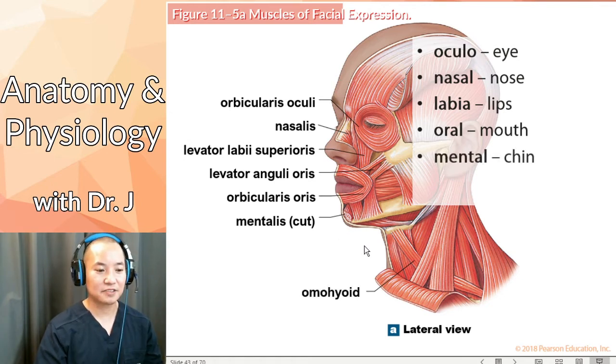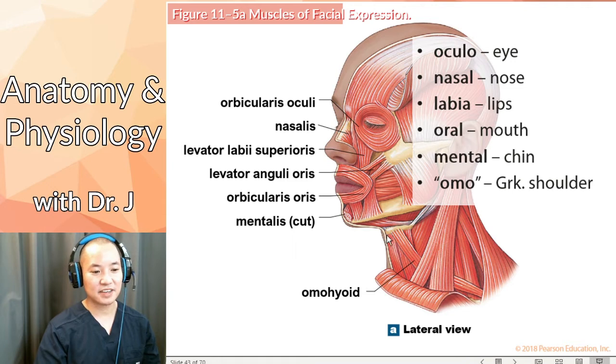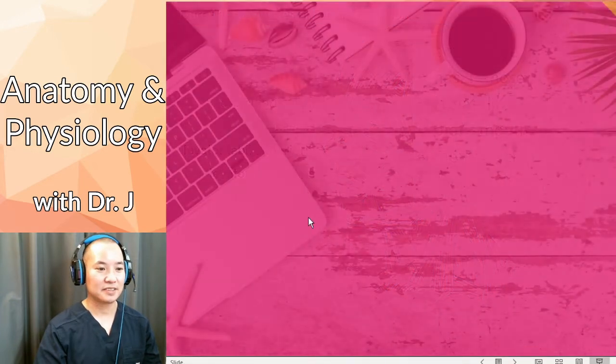And then you have the omohyoid again. Omo is actually a Greek term referring to the shoulder. And again, you have your hyoid here. Notice it's running all the way from the hyoid to your shoulder. So yeah, that's what we have. It's not only about bones, but also sometimes you have anatomical landmarks in the name as well.